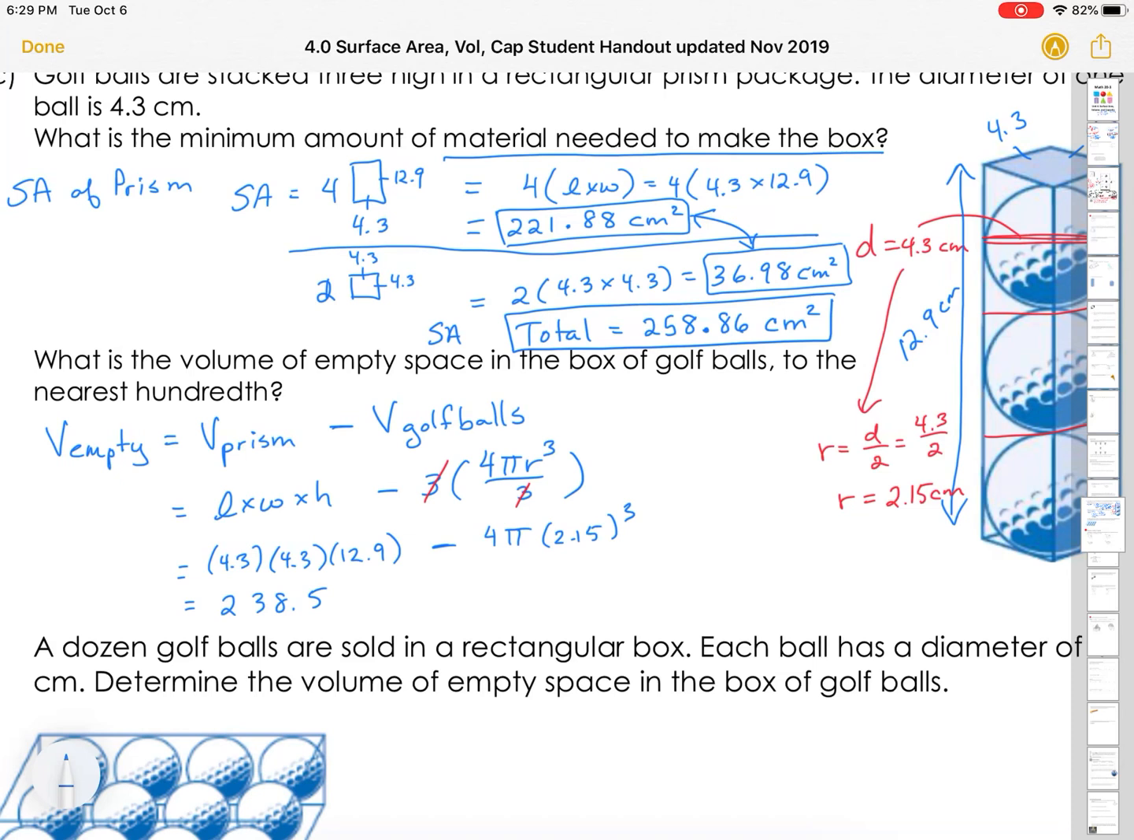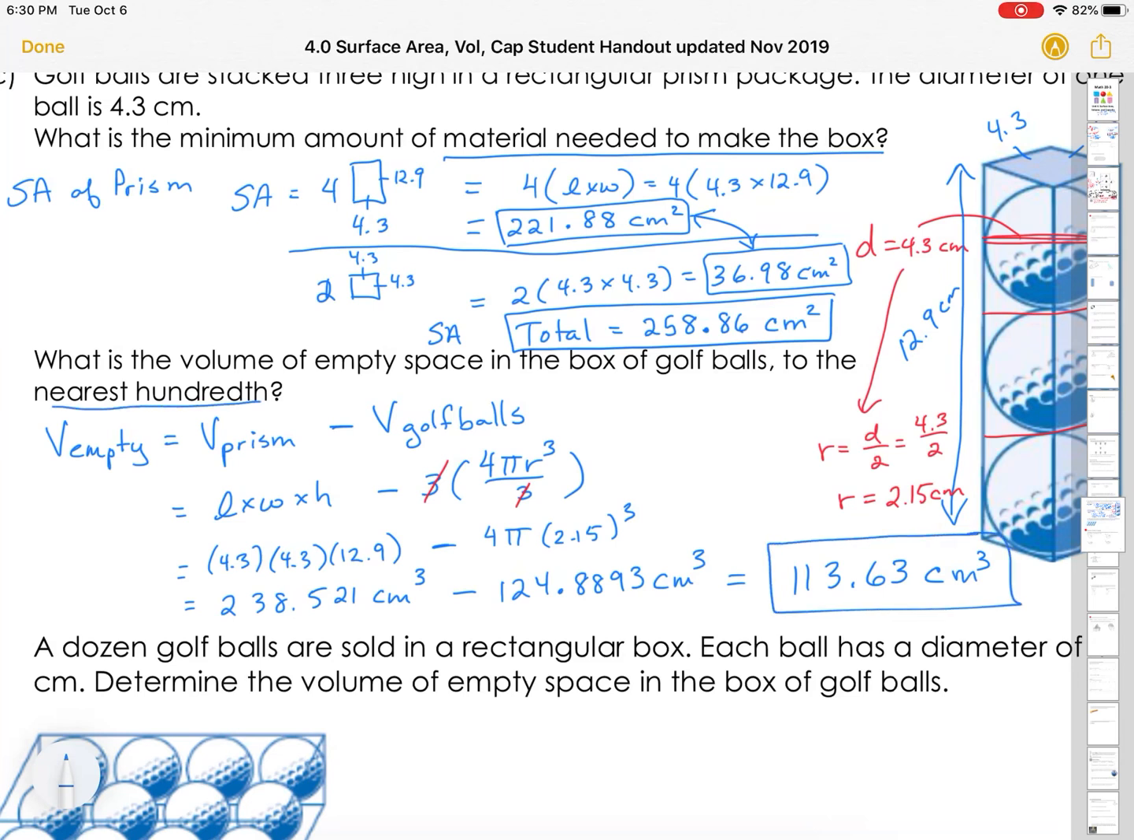Okay, I'm going to get 238.521 centimeters cubed, because it's volume, minus 124.8893 centimeters cubed. So my final answer is I have to subtract those 2, and I'll get 113.63 centimeters cubed. And it says to the nearest hundredth, so that's a good answer for me. Okay, so it's just a little bit of figuring out what's going on. You do have to do some problem solving. The individual parts aren't hard. It's just figuring that out, okay?